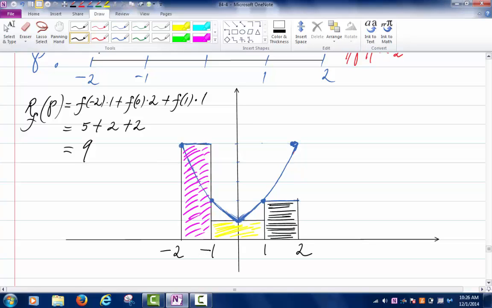So what's the Riemann sum? Well, the Riemann sum R_f of P represents the sum of the areas of these rectangles, right? The Riemann sum represents the total area of these rectangles. So again, you can think of the Riemann sum in this case as an approximation to the area below the graph of f over the interval from -2 to 2.